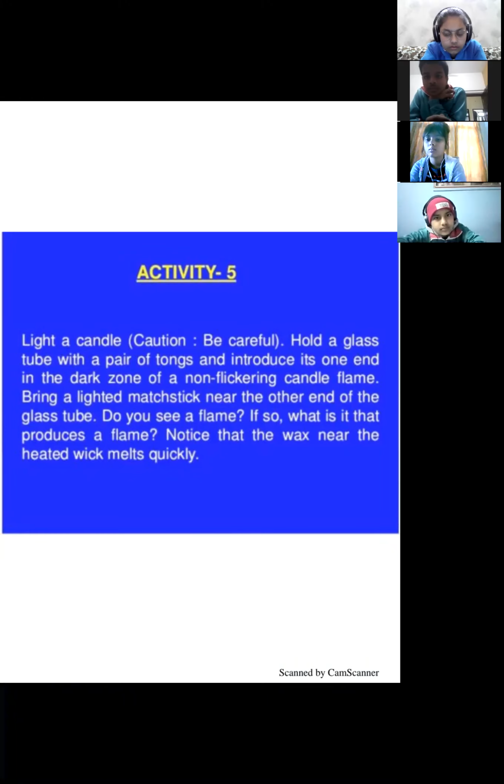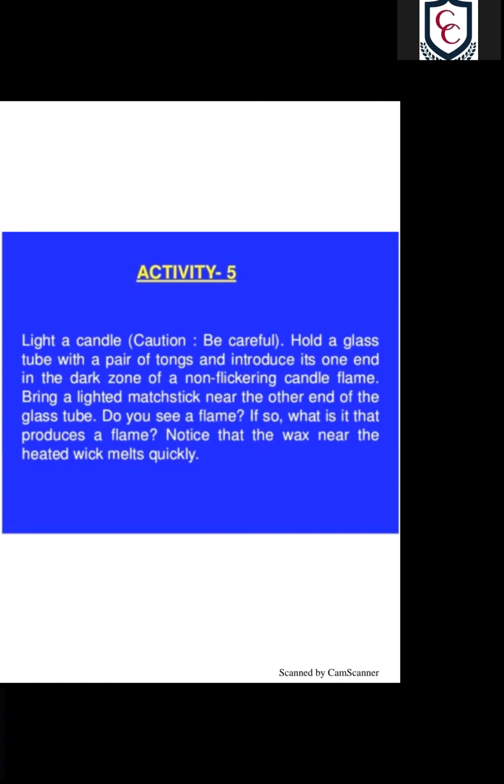Next, bring a lighted matchstick. If the mouth of the other end of the glass tube catches flame, then of course we can conclude that when a substance produces vapors, only then does it flame up. Otherwise flames are not produced.